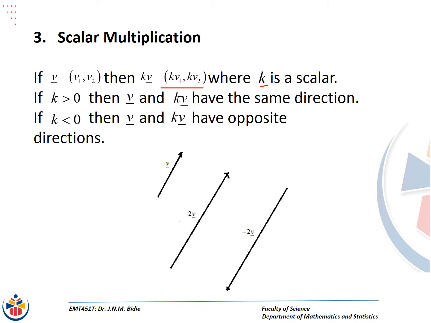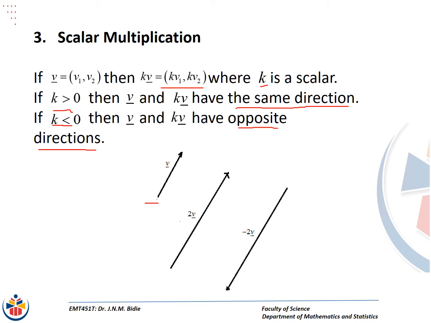If the value for k is positive, then it means both vectors are moving in the same direction. That means v, the original vector, as well as its scalar multiple. But if the value for k is negative, then that means the original vector and its scalar multiple are moving in opposite directions. As illustrated, here is the original v. 2 times v, 2 is our scalar. So that means 2 times v, vector v, will be twice the original vector, but moving in the same direction as v.